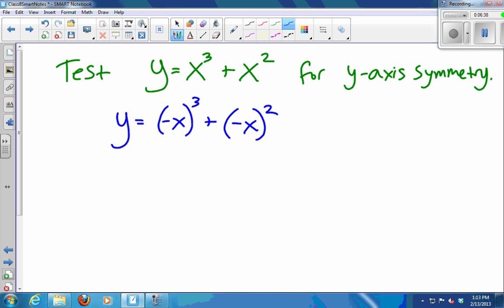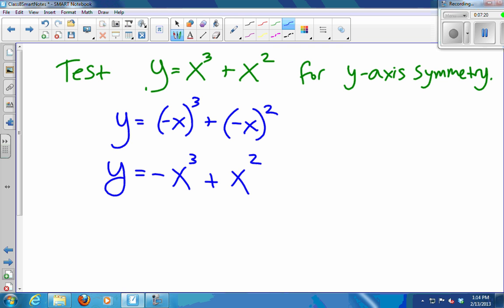Negative x cubed. So it's an important distinction, the difference between this guy and this guy. Negative x quantity cubed means negative x times negative x times negative x. Negative x cubed means negative x times x times x. So if there's no parentheses, the negative doesn't belong with the x. It just belongs in front. And negative x quantity squared means negative x times negative x, which is positive x squared.